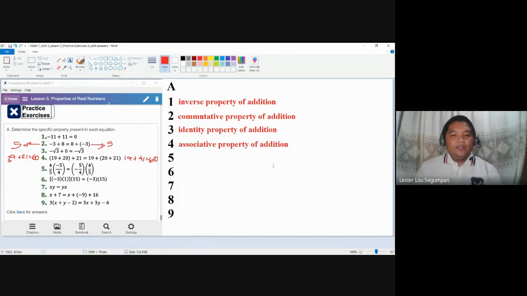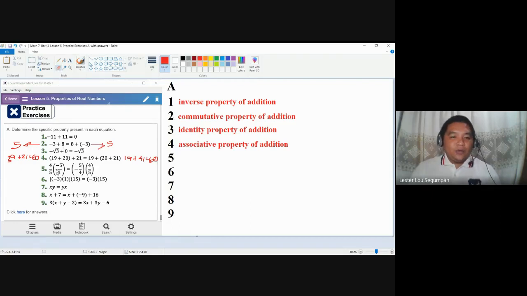Number 5, you can notice here that we have the factors 4/5 and negative 5/4. You may be tempted to answer the inverse property of multiplication, because we find here what looks like a multiplicative inverse, since 4/5 is the multiplicative inverse of 5/4. Take note that if we talk about the multiplicative inverse, it's just simply the reciprocal, with no change in sign. Therefore, this doesn't have the inverse property of multiplication.